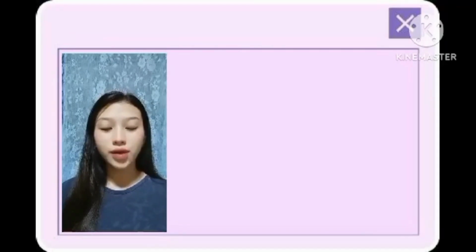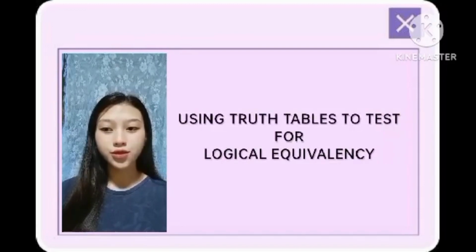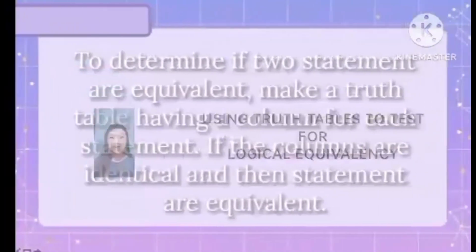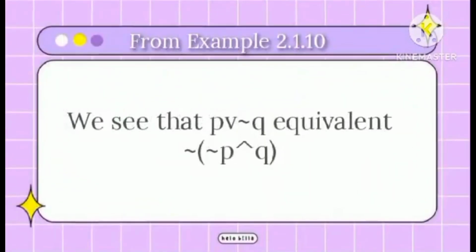In this video, I'm going to discuss using truth tables to test for logical equivalency. To determine if two statements are equivalent, make a truth table having a column for each statement. If the columns are identical, then the statements are equivalent.